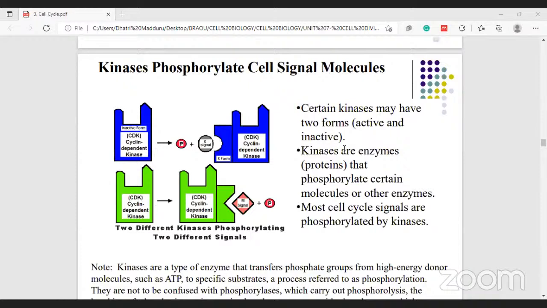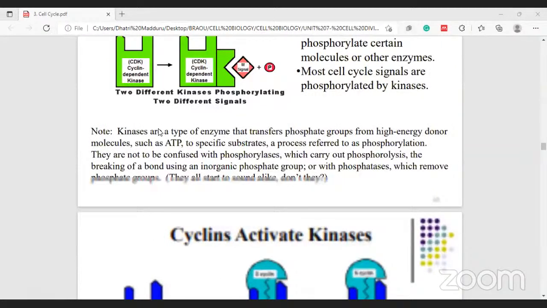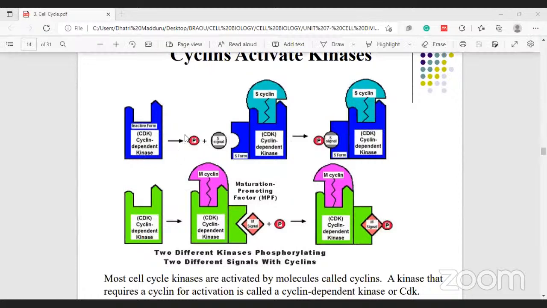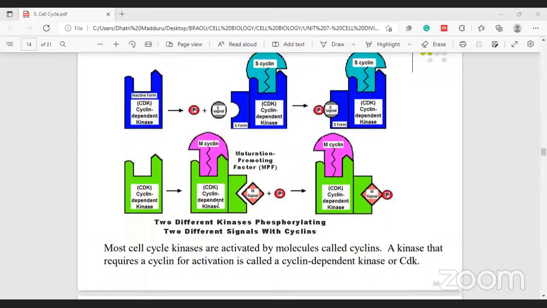And certain kinases may have two forms, the active form and an inactive form. Kinases that are phosphorylated usually will be in active form. These cyclins will activate these kinases. So here a phosphorylated signal comes and binds to the CDK. And here S cyclin will come and bind, and then it will get activated. This is for M cyclin. So you have different types of cyclins which will activate the cyclin dependent kinases.